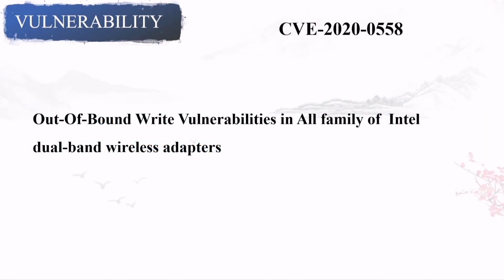The vulnerability exists in the Intel Windows Wi-Fi driver. It is a memory out-of-bounds write vulnerability. When the Windows system shares a mobile hotspot through this network adapter, the attacker can trigger the vulnerability as long as contacting it, causing the system to blue screen.